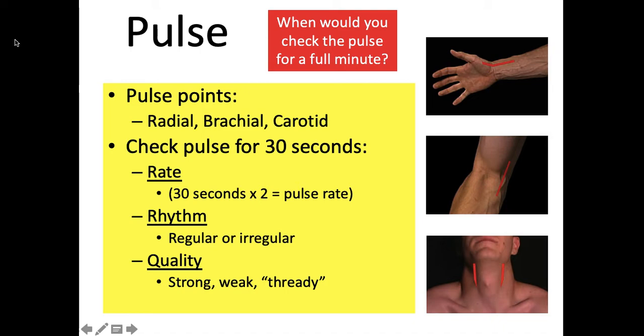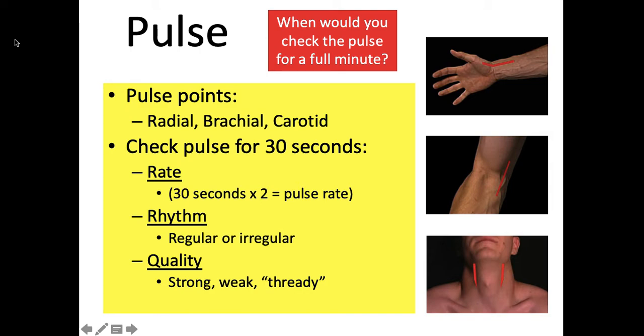So for our purposes here, we're going to use 30 seconds and multiply times 2 to get pulse rate. Now there are times when you are, even in the field, going to check for a full minute. Most commonly, this is when you have grossly irregular pulses. These pulses are not thump, thump, thump. They're all over the place. They're hard to count, and you might check for a full minute.